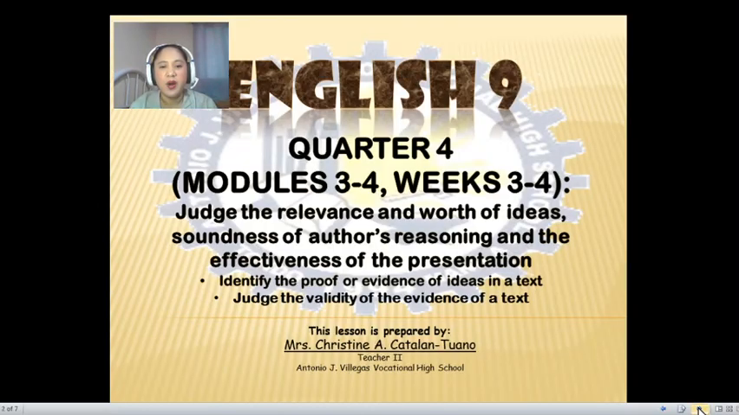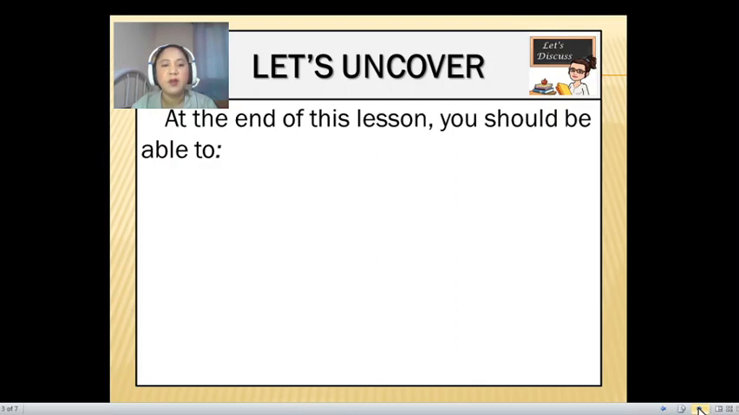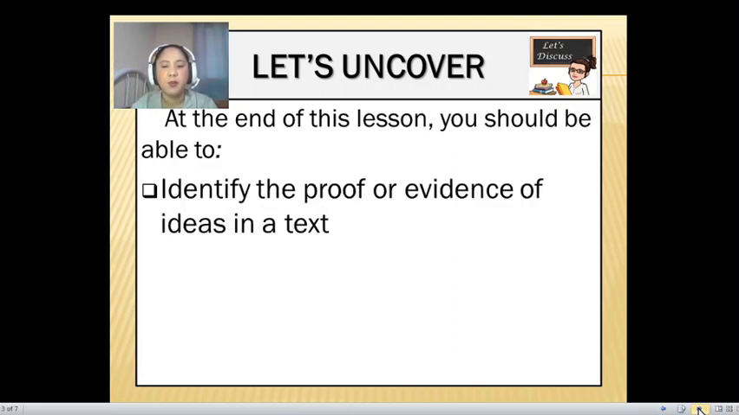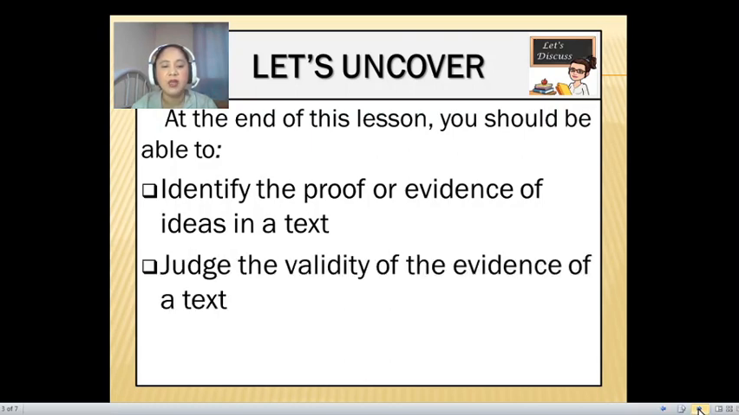Today, we are going to discuss modules 3 to 4 of quarter 4 with the most essential learning competency: judge the relevance and worth of ideas, soundness of author's reasoning, and the effectiveness of the presentation. At the end of this lesson, you should be able to identify the proof or evidence of ideas in a text and judge the validity of the evidence of the text.